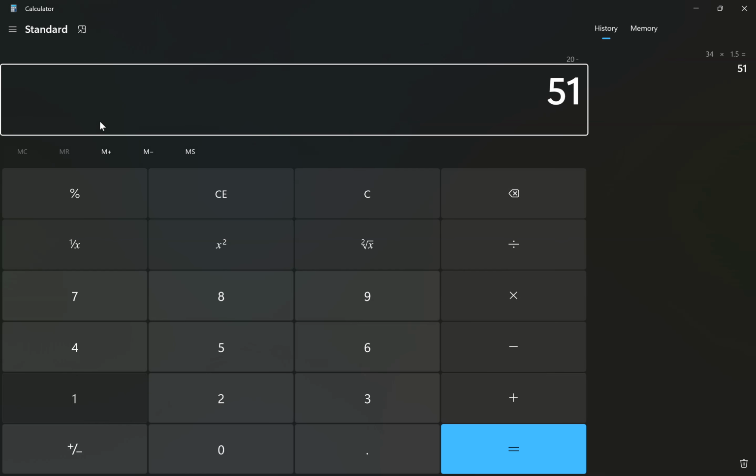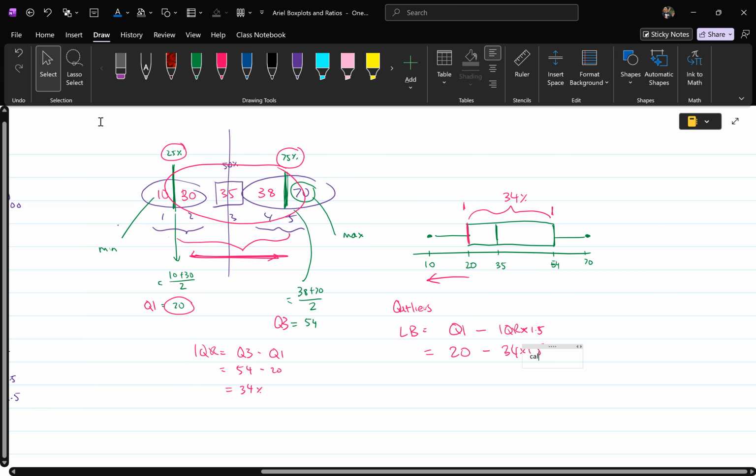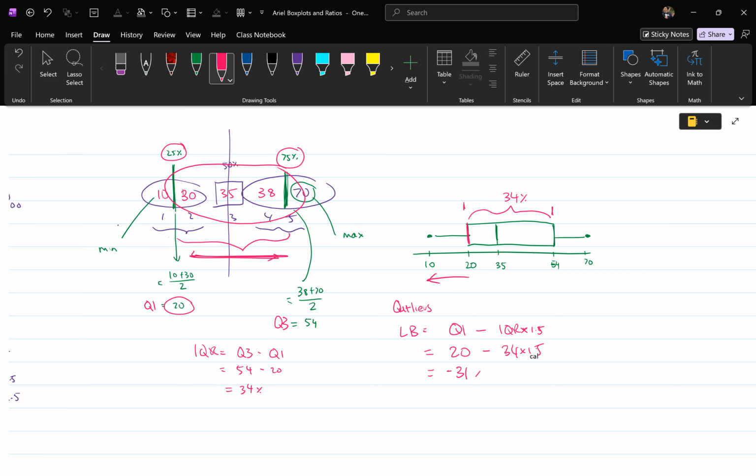So I'm doing 20 take away 51. And you'd have to score negative 31% in order to be an outlier. But clearly, if this is a test, you can't get negative 31%. So we don't have to worry about this. No outliers here. So no outliers.